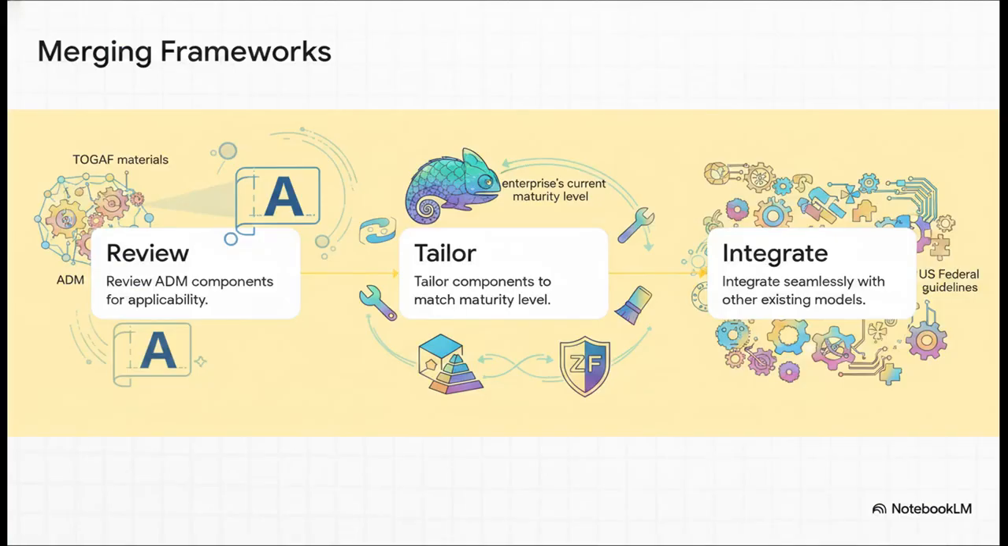Well, they merge existing frameworks with the ADM in 3 specific steps. First up, they review the ADM components to see what applies to their specific situation. Second, they tailor those components to perfectly match the enterprise's current maturity level. And third, they integrate them seamlessly with other models they might already have in play, like the Zachman framework or maybe specific US federal guidelines. The whole point is that the ADM is specifically designed to play nicely with others.